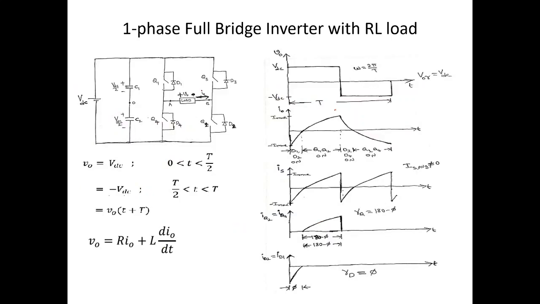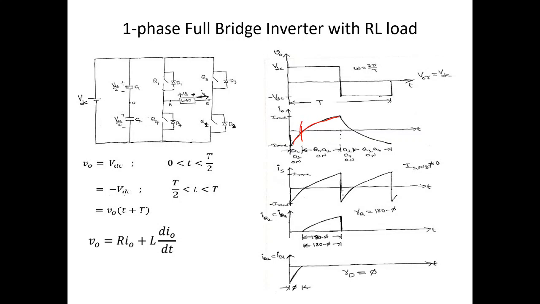Now in case of RL load, the behavior would be intermediate. That is as shown in this particular graph. It is going to increase exponentially and gradually, and the phase angle difference between fundamental components varies between 0 and 90 degrees. So this kind of waveshape you can observe for RL load.